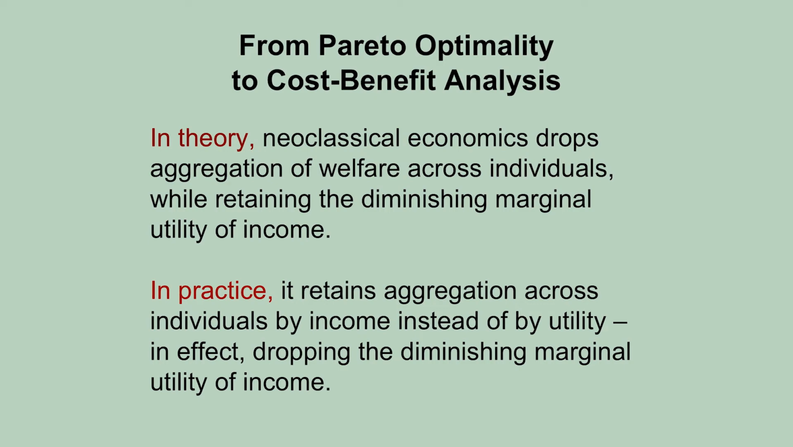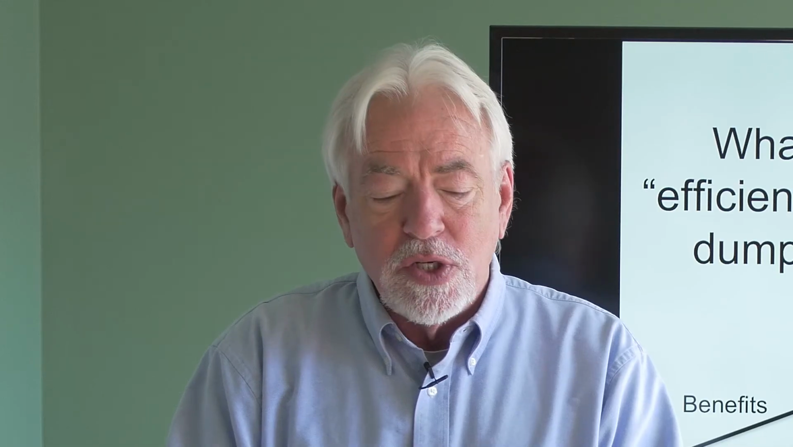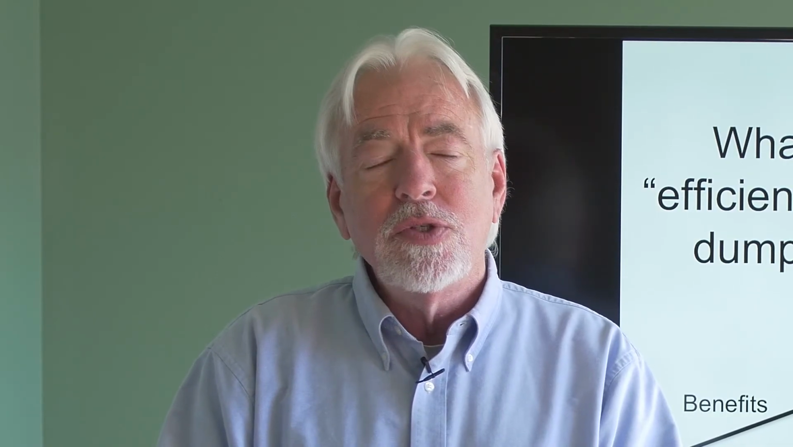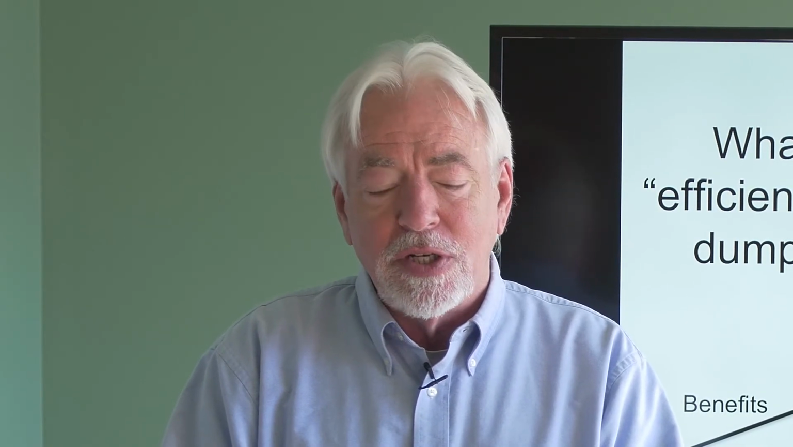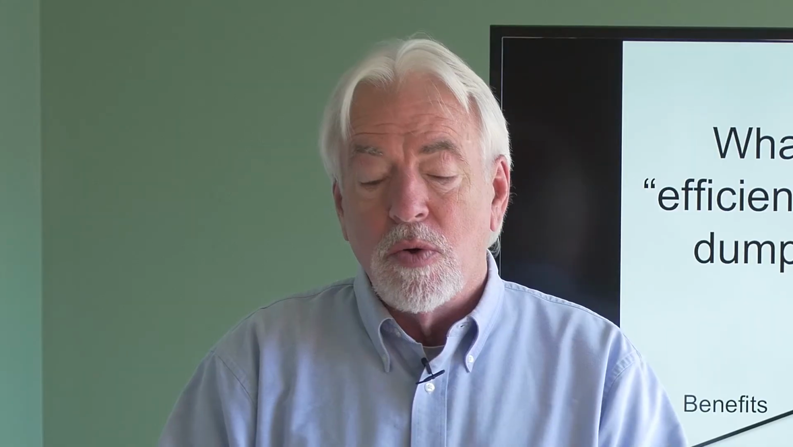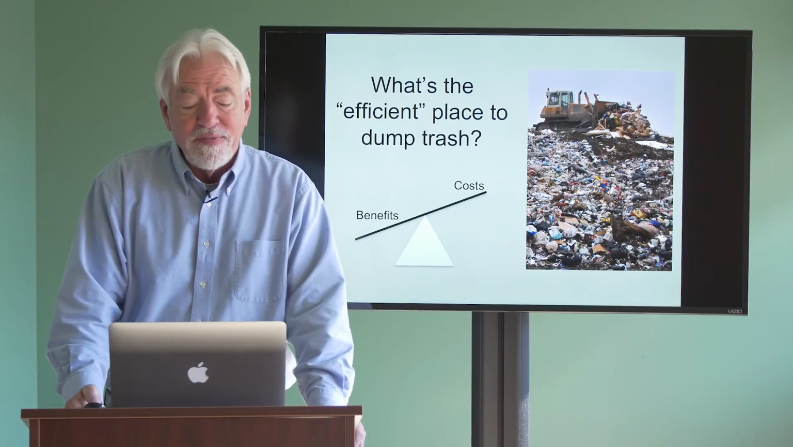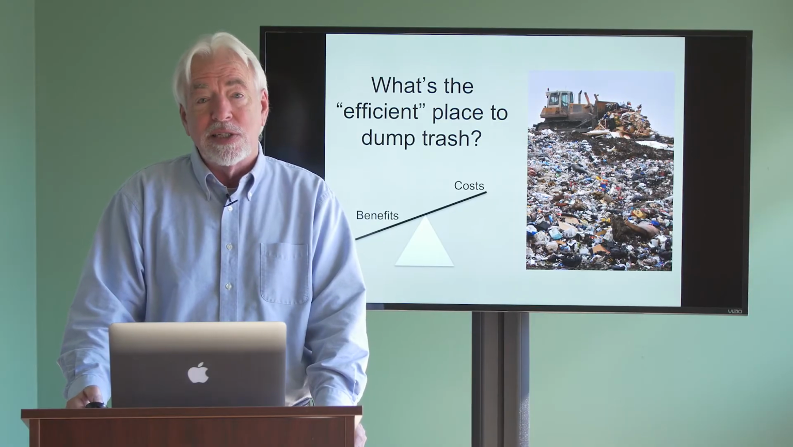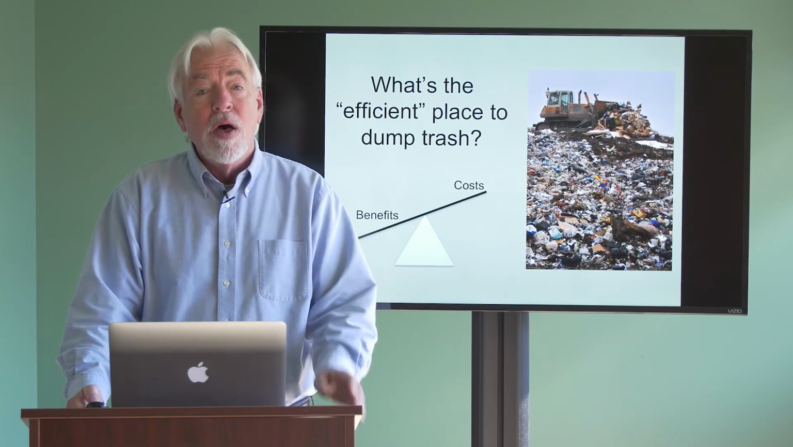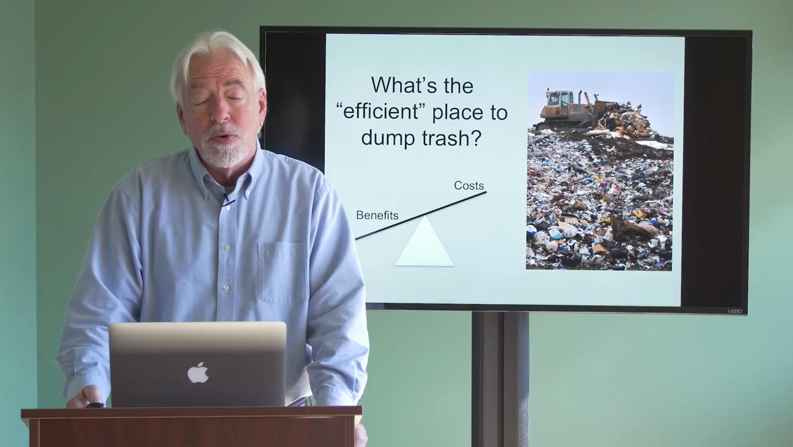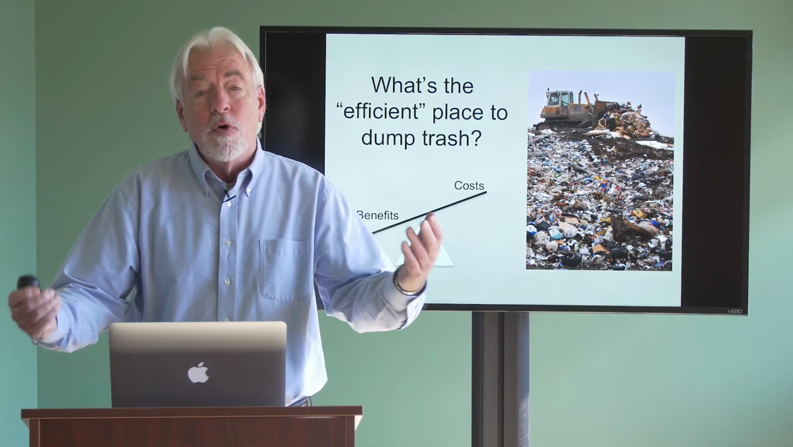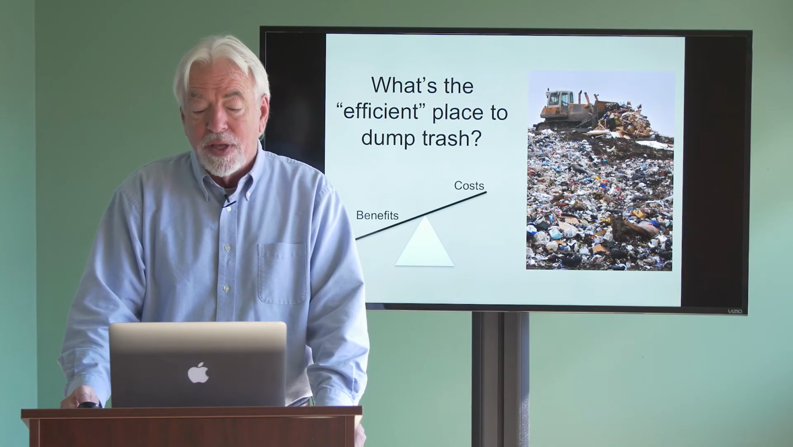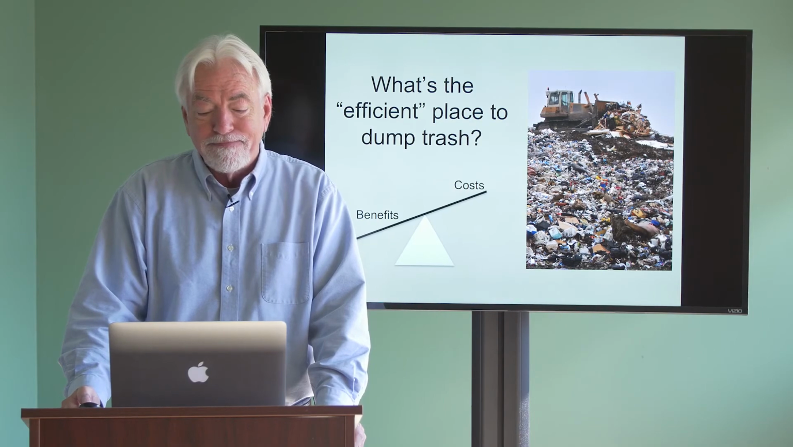So let's try to translate all that theory into practice to wrap up. Say we're asking the question, what is an efficient place to dump trash? And we're using the neoclassical efficiency criterion to make that decision. Well, we're going to weigh up the benefits and the cost. The benefit is you're getting rid of all this trash, which has to go somewhere. You've got to do something with it. The cost is the damage imposed on the people for whom that trash degrades their immediate environment.